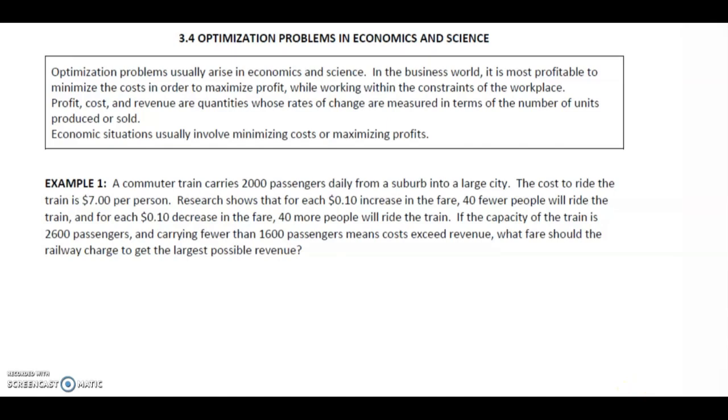3.4 Optimization problems in economics and science. Optimization problems usually arise in economics and science. In the business world, it is most profitable to minimize the costs in order to maximize profit. Okay, so that's the trade-off, and that's optimization, while working within the constraints of the workplace.